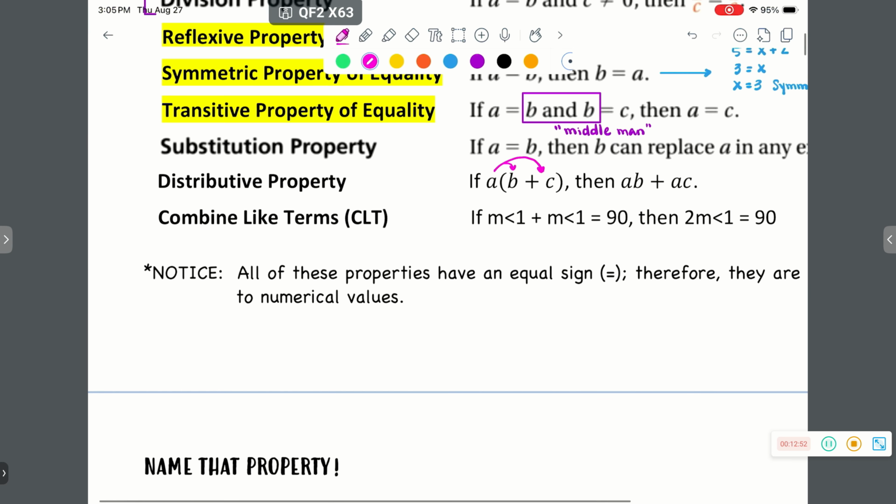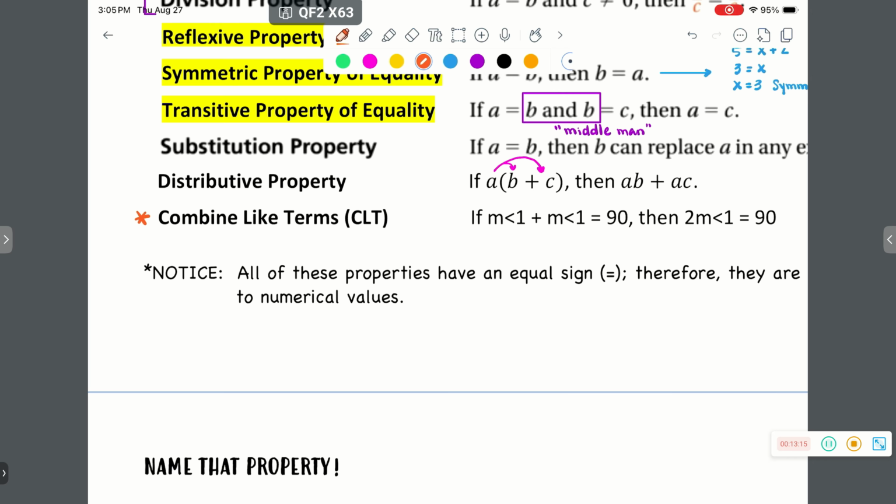The last one is combining like terms. This one is technically not a property at all, but it is a process that you're allowed to put in a proof. If I want to add two like terms together, then you can do that. But it's not really a property because you're not moving anything to the other side to solve it. You're actually simplifying an expression. Am I allowed to put it in as a quick line? If you have to use it, then yes.